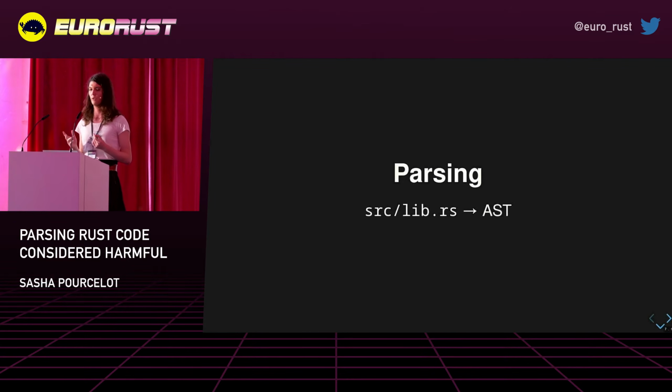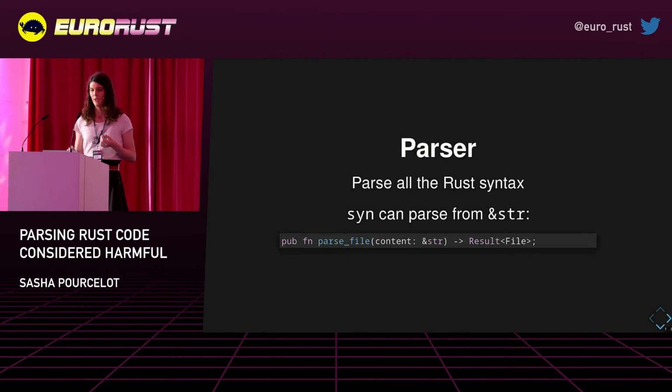My first approach was to just use a very simple parser. Basically, I wanted to read a file and give its content, a string, to a parser, which gives me a very nice syntax tree of what's in it. And perhaps we may figure out a way to actually perform analysis on it. So I needed a parser which was able to parse the whole Rust syntax. And actually, this is the moment I discovered the syn crate.